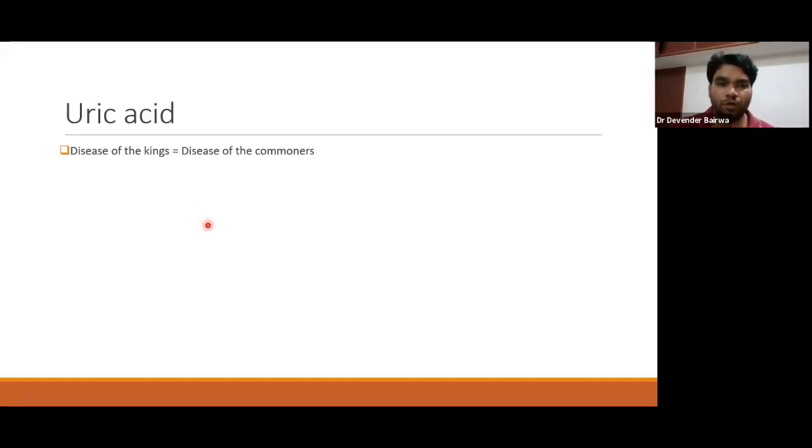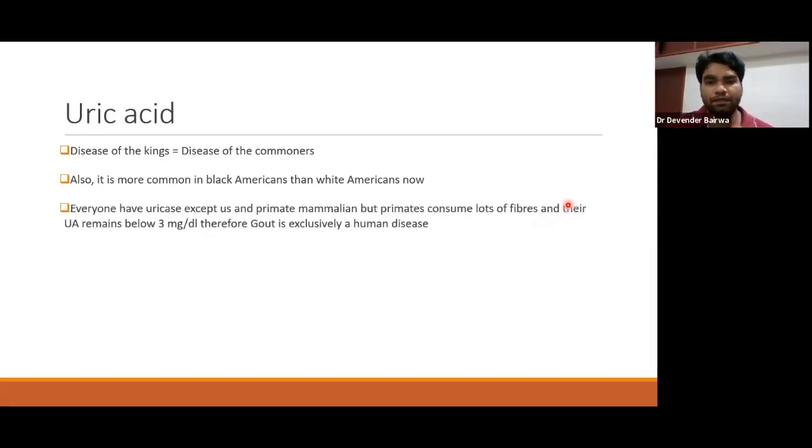So now it is no more known as the disease of the kings, but now it is known as disease of the commoners. It is more common in Black Americans than white Americans now because of multiple factors. And we already discussed that all other animals except primates and us have the uricase enzyme, and because of it, they don't form uric acid.